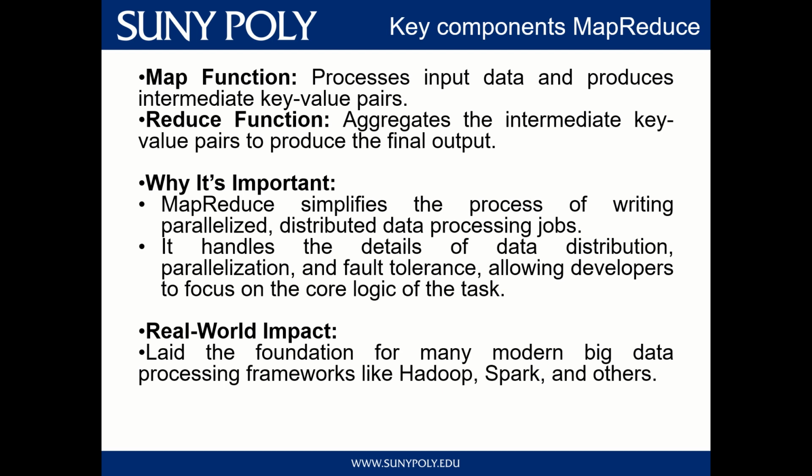Okay, so key components of MapReduce. The map function processes input data and produces intermediate key value pairs. That's what we did when we counted the frequency of each word. And the reduce function aggregates the intermediate key value pairs. That's what we did when we combined all the cats and all the dogs. So why is it important? The idea is that MapReduce simplifies the process of writing parallelized distributed data processing jobs, because you don't care about that part. That's taken care of by MapReduce. So developers will focus only on the core logic of the task.